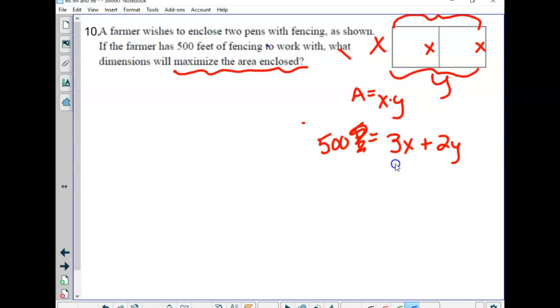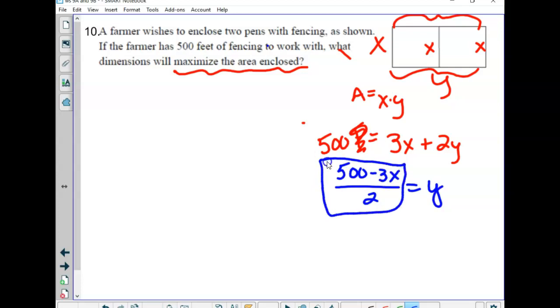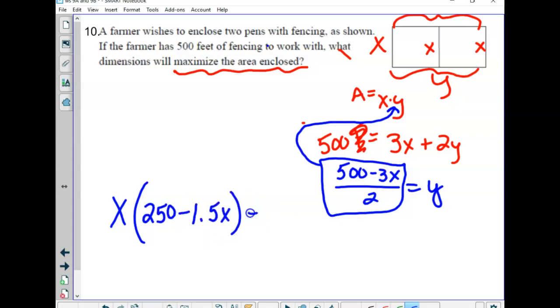Okay. I'm just thinking if we do 500 minus 3x and then divide by 2, and then put this in up here for the y, we'd have x times, if we divide those both by 2, we'd have 250 minus 1.5x. And then you would just need to find the max in the window, on the graph. And then you would need the x value from the max. And then how are you going to find y once you have that, guys?